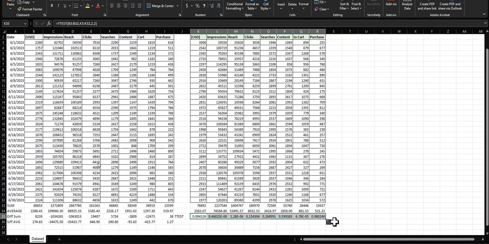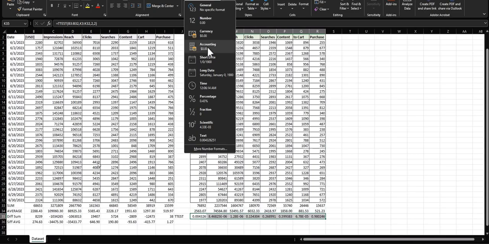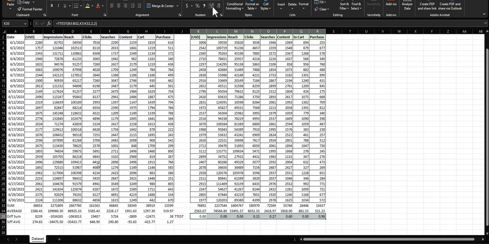I want to come across. This gives me a t-test for all of these. I'm going to make all of those numbers, and I'm going to give myself a few more decimal places so I can see them.